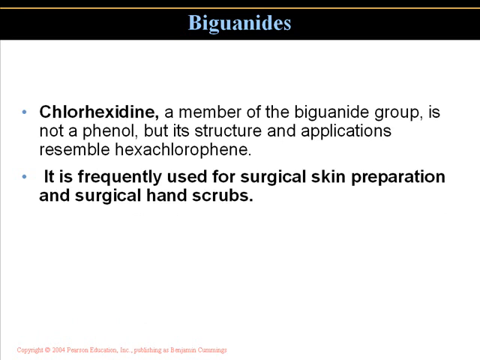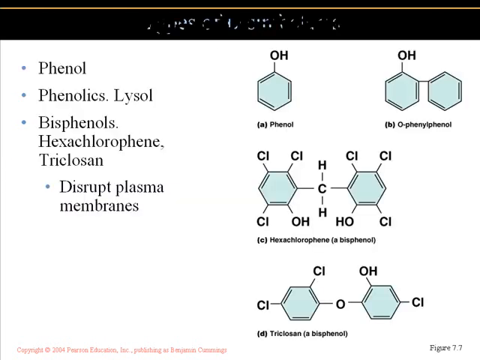Chlorhexidine, you may have heard of before. It's used pretty popularly, and it's over-the-counter now. It's a member of the biguanide group. Basically, it's not a phenol. Structure and applications resemble hexachlorophene. It's frequently used for surgical preparations, surgical scrubs. Again, they have little surgical scrubs when you are doing surgical procedures. You scrub your hands for a certain period of time, wash under water. I never really understood that because the water that you use is not sterile, but that's how it works. Anyway, if you work in a surgical setting, you'll see that.